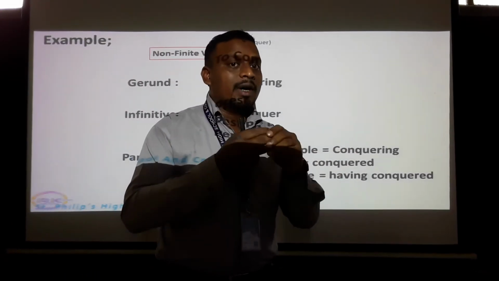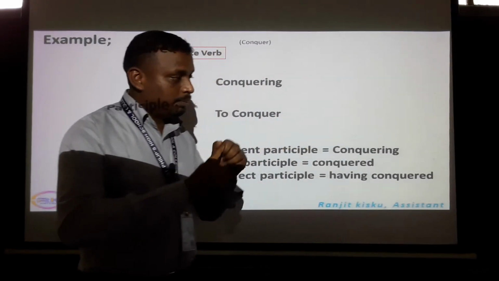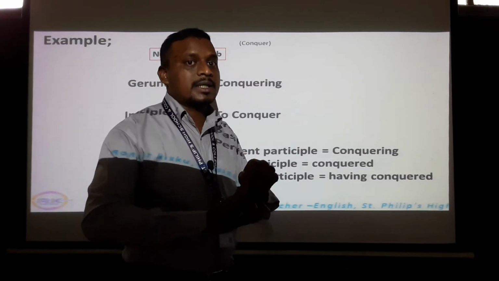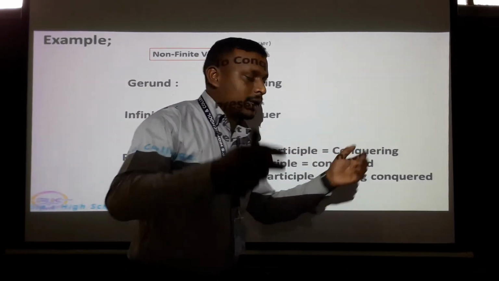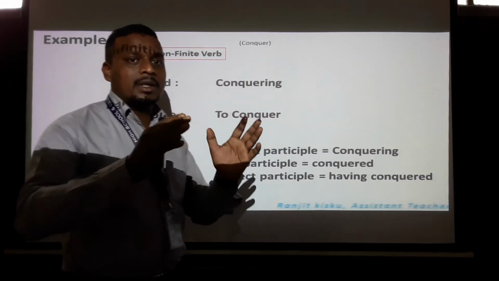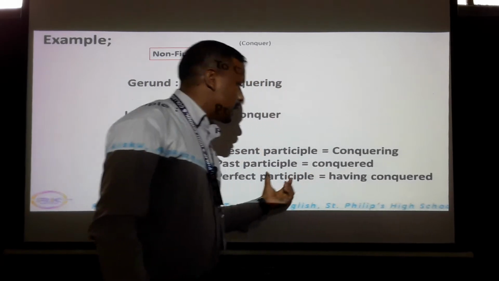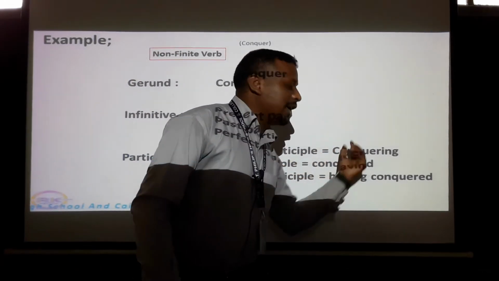We know that a verb has what? Three forms: present, past and past participle. So past participle mode is this. Got it? And the perfect participle. So every verb will have perfect participle mode. You can use it in your writing or speaking, and that is having conquered.